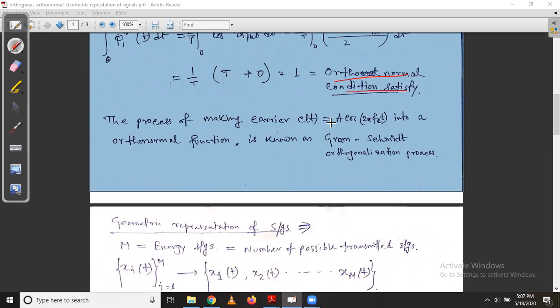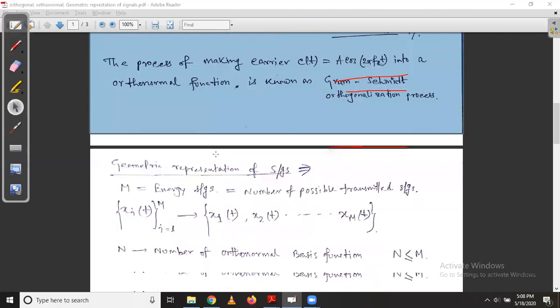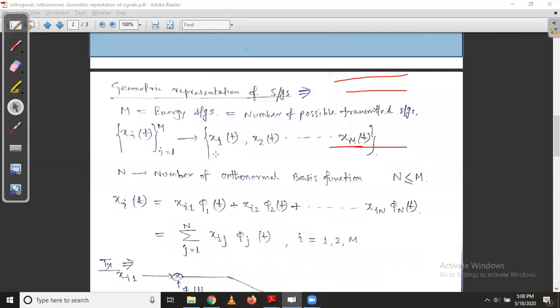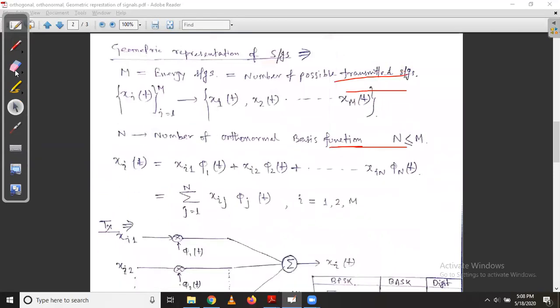Now, one important thing that we will discuss next is the Gram-Schmidt orthogonalization process, GSOP. So this topic we will discuss next day. But before that, today one more topic we will discuss, that is the geometric representation of signals. Very important.